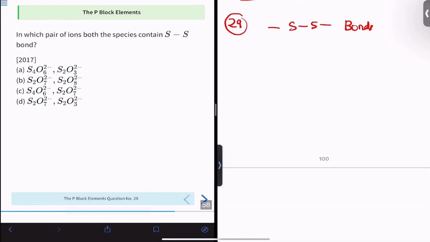An S-S bond is present in S2O3 2 minus. The first option is S2O3 2 minus. I'll draw the diagram for S2O3 2 minus. This will be my diagram for S2O3 2 minus. This is the diagram for S2O3 2 minus.